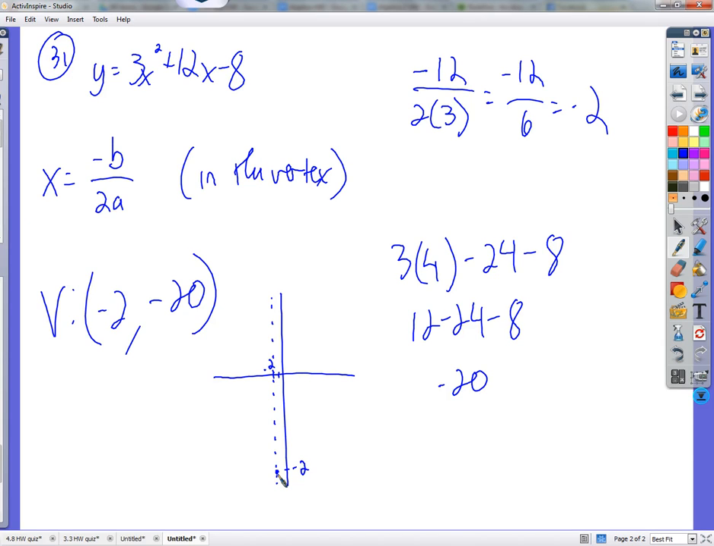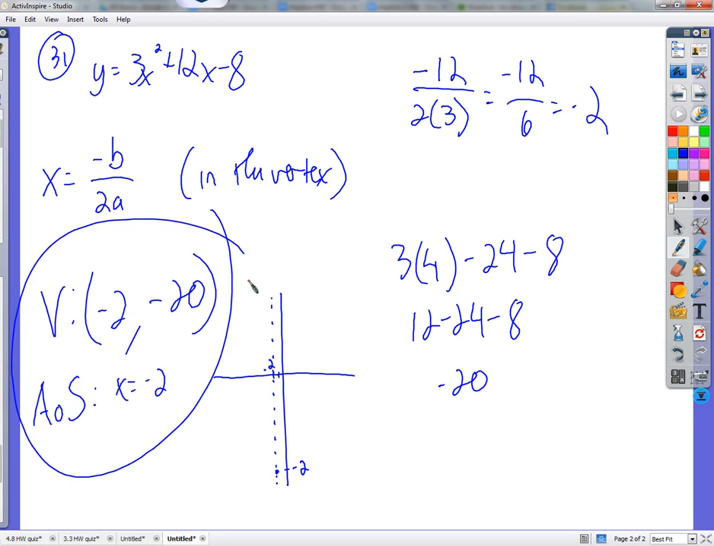x equals negative 2. So the axis of symmetry is x equals negative 2. You can look, it goes through x is negative 2. That is the one thing that defines it. It goes through the x value negative 2. The y value is all over the place. But the thing that's always true about this line is that x is equal to negative 2. This is all we really need.